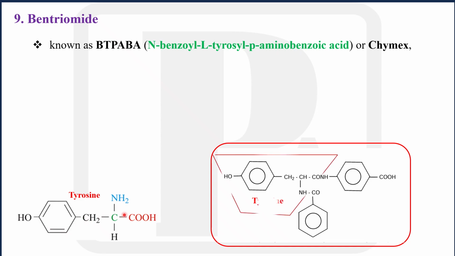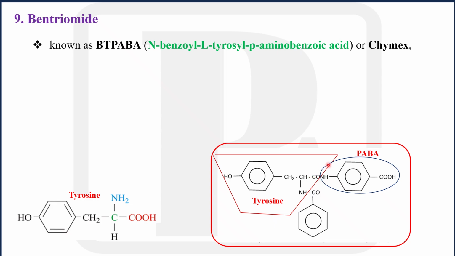So look at this. Here we have a tyrosine. One part is tyrosine, and that tyrosine is connected to the PABA. PABA means para-amino benzoic acid. Para-amino, this is benzoic acid. How were tyrosine and PABA united? The acid of tyrosine reacts with the amino group of PABA. Acid plus amine means there is removal of one molecule of water, and we get an amide. So the tyrosine acid and the amino group of PABA combine and form an amide linkage here.